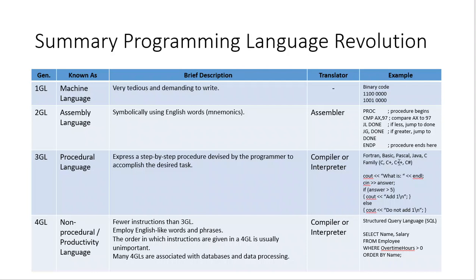Okay, yang ni contoh-contoh 3GL language: Fortran, Basic, Pascal, Java, C. Okay, C family lah maksudnya. Okay, C, C++. Then 4GL, SQL. Ini contoh SQL. Okay, so you can see for 4GL, fewer instructions, and 3GL employs English-like words and phrases. The order in which instructions are given in 4GL is usually unimportant. Okay, many 4GLs are associated with database and data processing. Okay, kegunaannya biasa dalam database data processing.